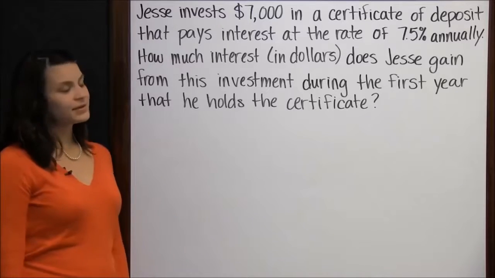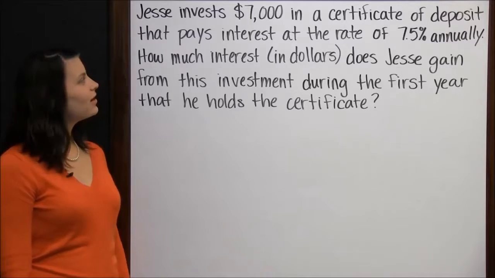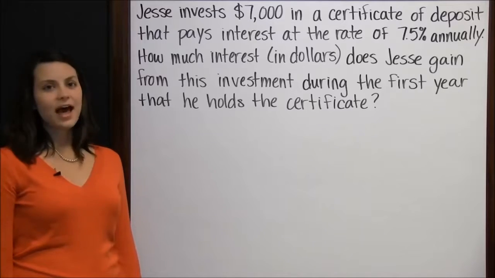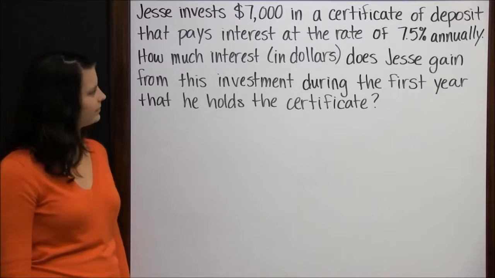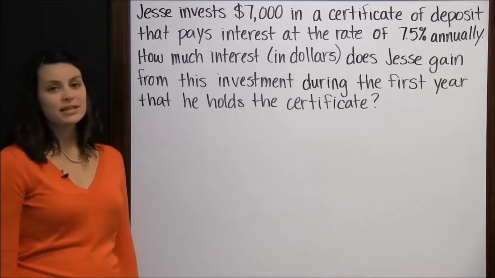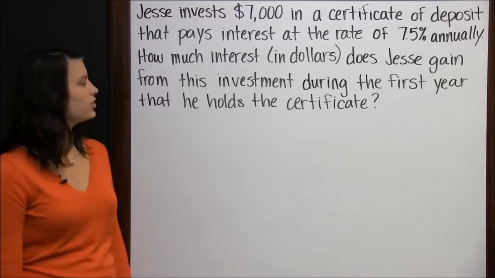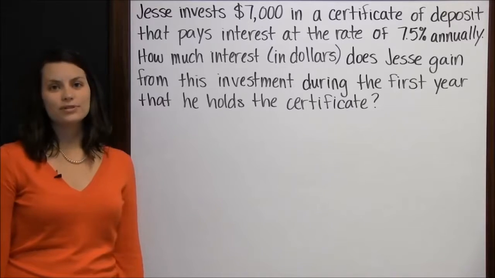Jesse invests $7,000 in a certificate of deposit that pays interest at the rate of 7.5% annually. How much interest in dollars does Jesse gain from this investment during the first year that he holds the certificate?